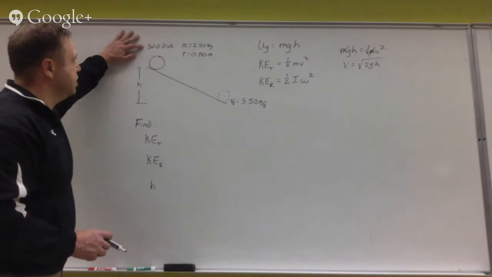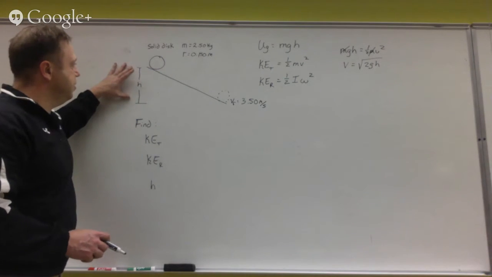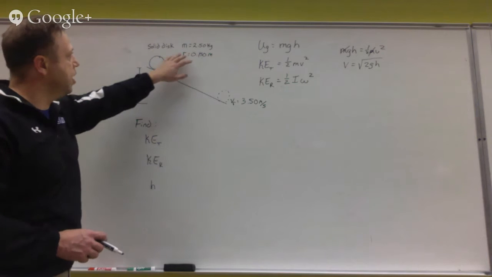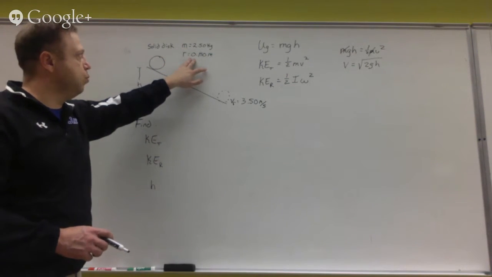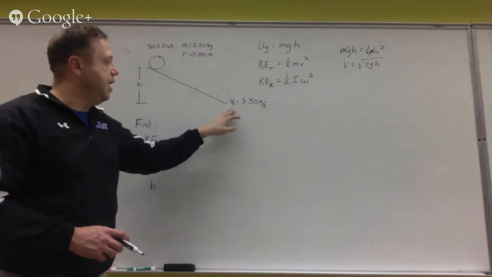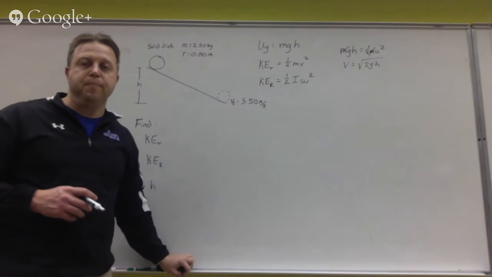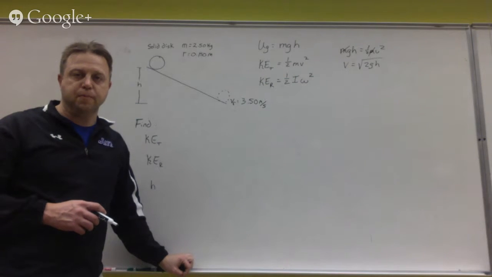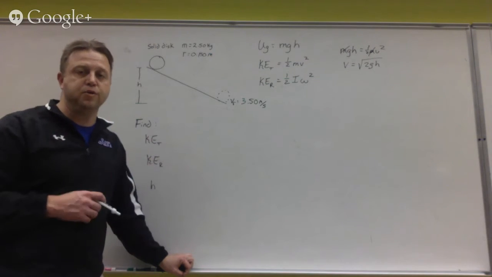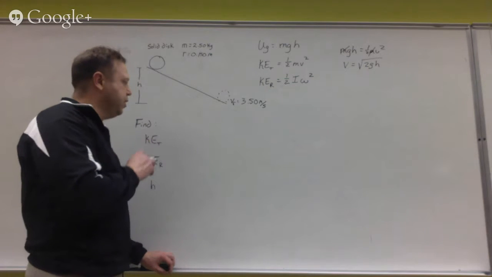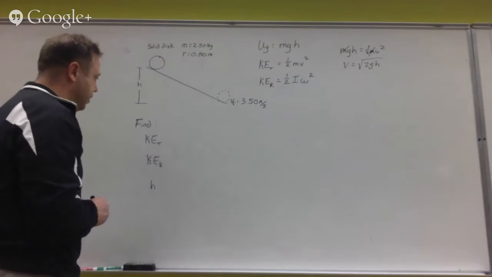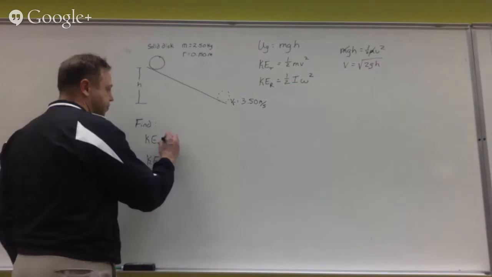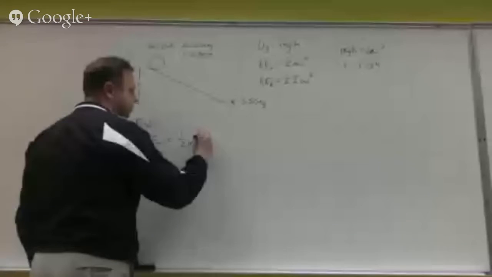A solid disk is sitting at the top of a ramp of height h. We have a 2.5 kilogram disk, and the radius of the disk is 0.15 meters. We're going to roll it down the ramp, and at the bottom of the ramp it's moving at 3.5 meters per second. I actually gave you an extra piece of data here, and we could put it all together, but we'll save that for later. Let's solve for the translational kinetic energy: 1/2 mv squared.